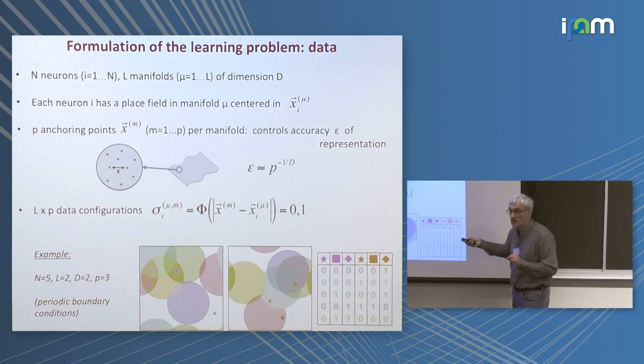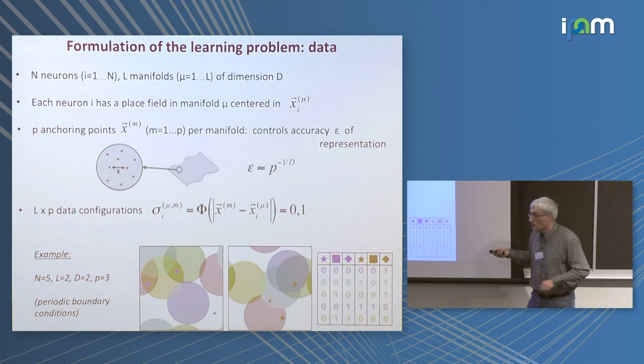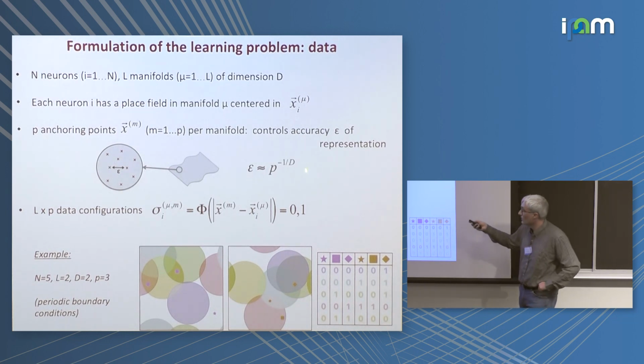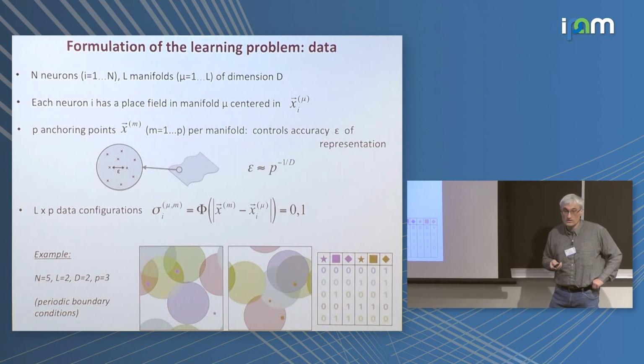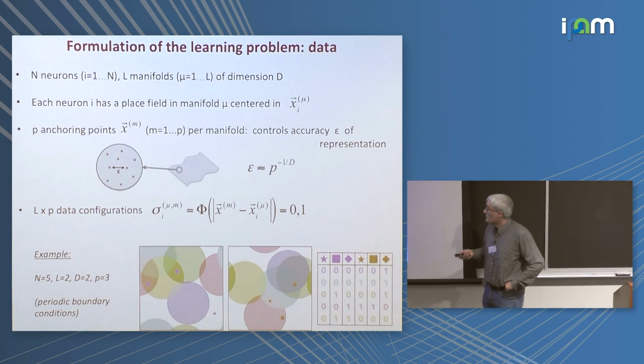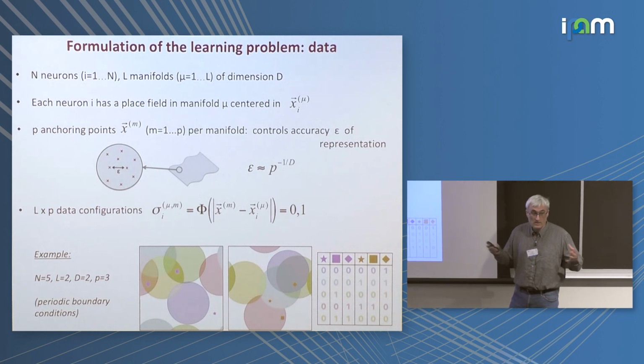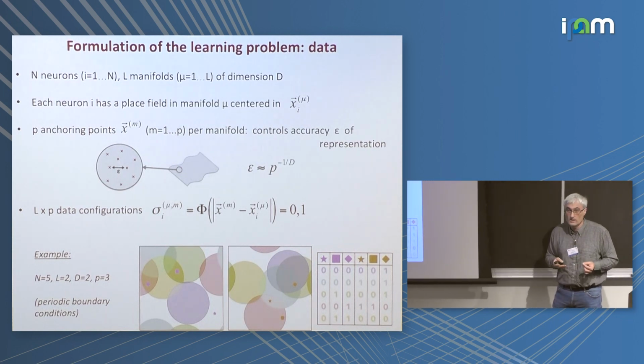I will be more precise in the next slide about what I mean by learn. But if you do that, and if epsilon is the typical distance between two neighboring points, which is going to scale as 1 over P to the 1 over d, where d is the dimension of the manifold, then we will have some control over the accuracy of the coding. Because by increasing P, we will decrease epsilon, and we will control the spatial error we make in the coding.